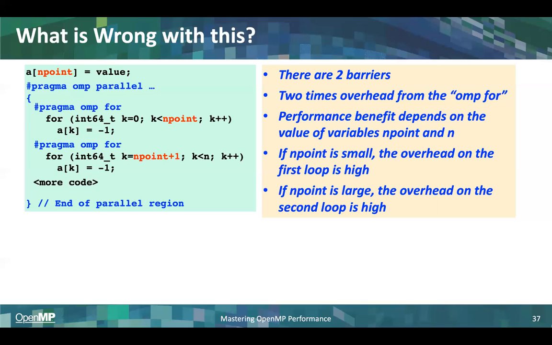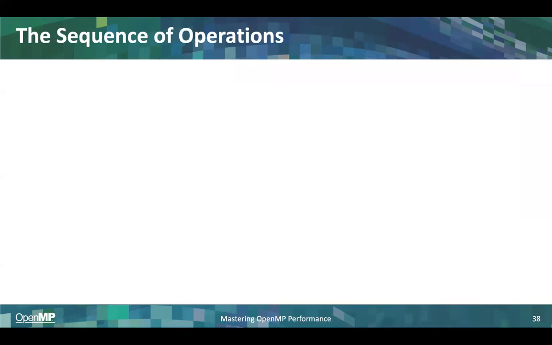So, as this code was sliding through the value of endpoint, there's going to be a lot of cases where either one of these loops is inefficient. So that's not a good idea. Okay, let's go back to the drawing board.